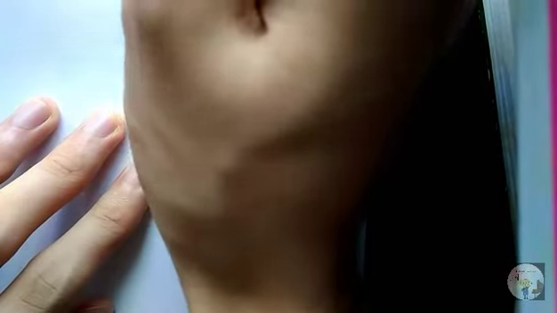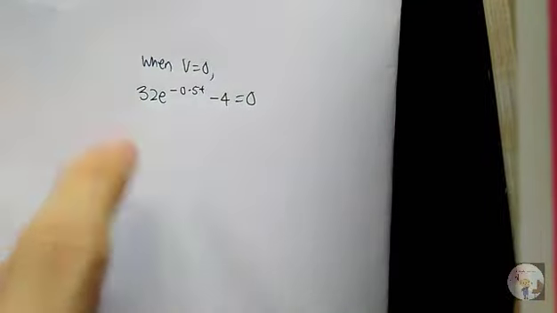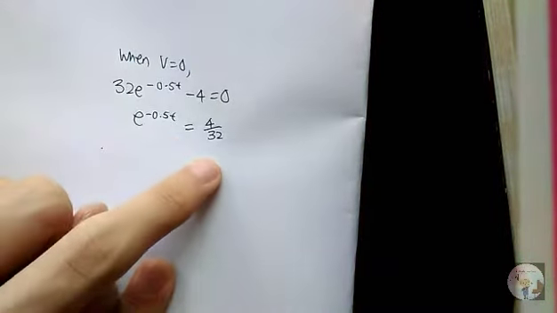Okay, moving on. We have v equals 0 because it's when the particle is at instantaneous rest. So with v equals 0, we sub in: 32e to the power of negative 0.5t minus 4 equals 0. So what can we do here? We can bring the 4 over and divide by 32. So e to the power of negative 0.5t equals positive 4 over 32, because we bring it over to the other side. Simplest form is 1 over 8.